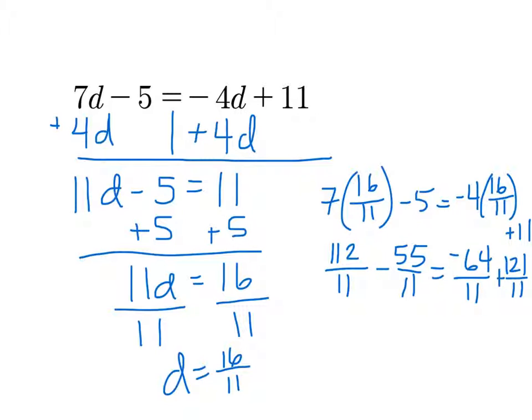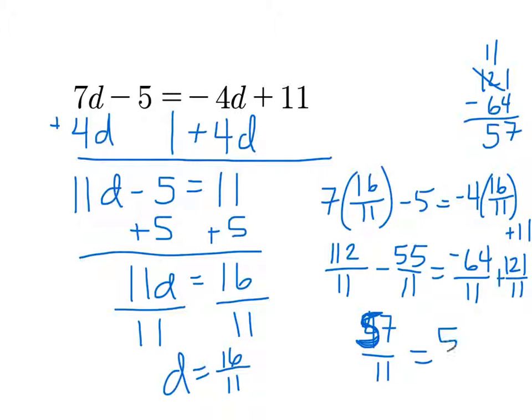If I subtract 112 minus 55, 112 minus 50 would be 62, minus 5 would be 47/11. Negative 64 plus 121 is like 121 minus 64. And when I subtract that, I'll get a 7 here, leaving me an 11 here. Uh-oh. I think I did the math wrong. I did. This is a 57, not a 47. So don't get too excited about emailing me with mistakes, because I already found my mistake. And yes, the two sides are equal.